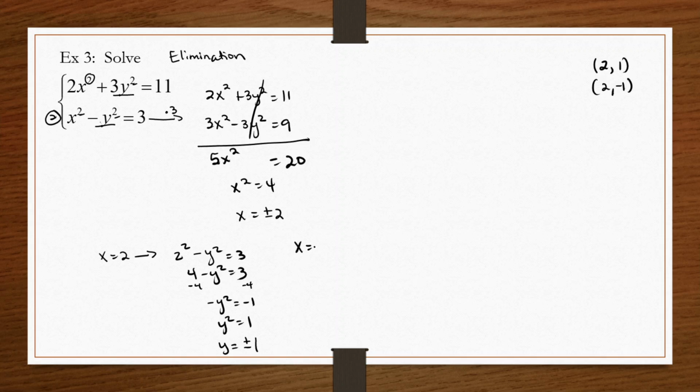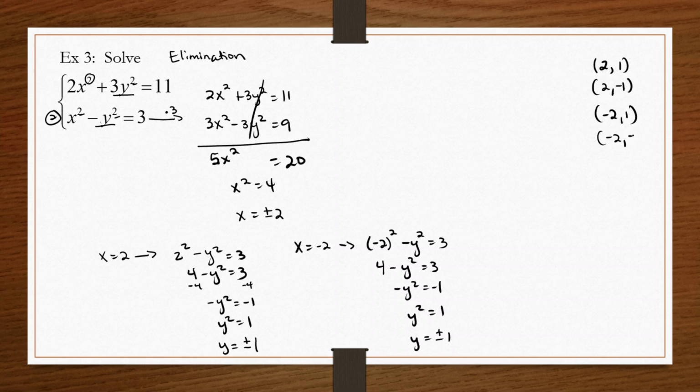Now let's let x equal -2. Well, interestingly enough, it's going to end up doing exactly the same thing, because when I square a -2, I still get 4. And so I'm going to still end up with y squared equals 1, and I get the same 2 answers. Okay, so then I have -2, 1, and -2, -1. So I have 4 solutions.